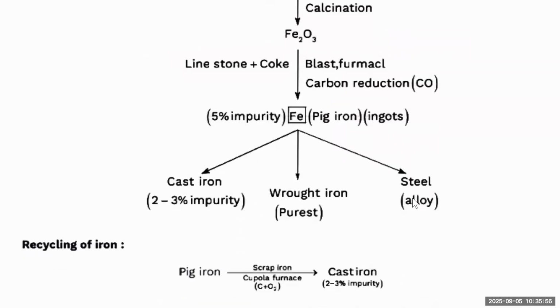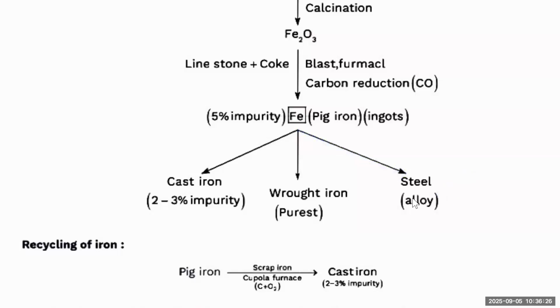Then we use a blast furnace with limestone and coke, which makes a carbon reduction to give an impure form of iron, which has 95% iron with 5% impurity. And if the impurity composition reduces to only 2 to 3%, we call it cast iron. If it is the purest form of iron, it is called wrought iron. And if it is in the form of an alloy, it is called steel.